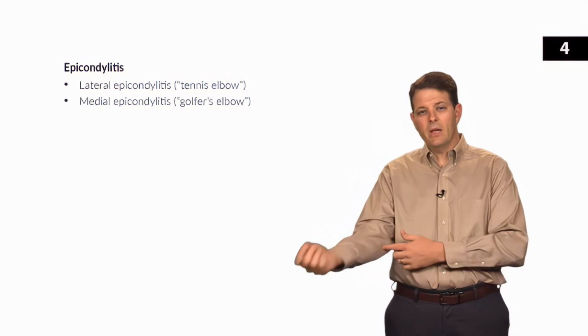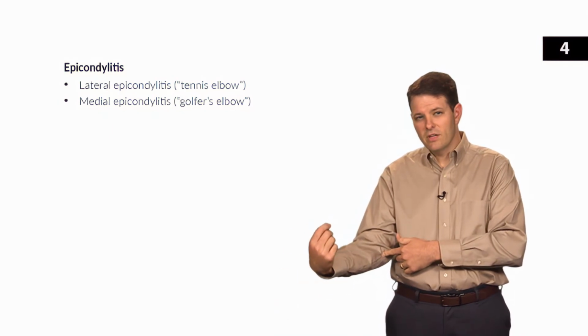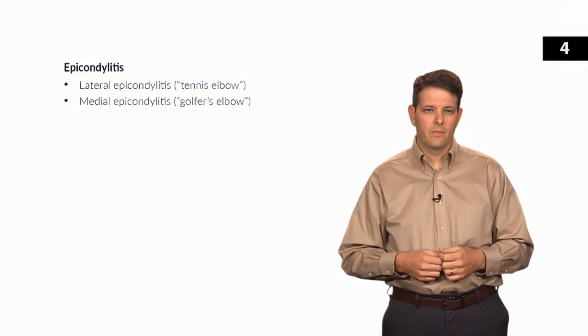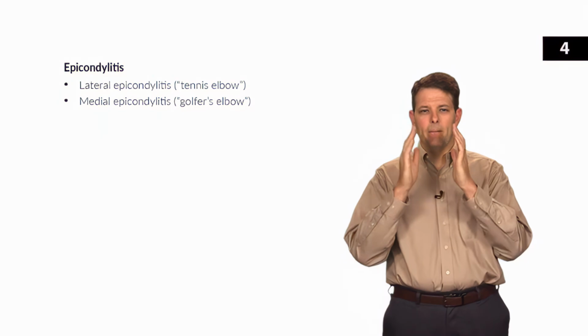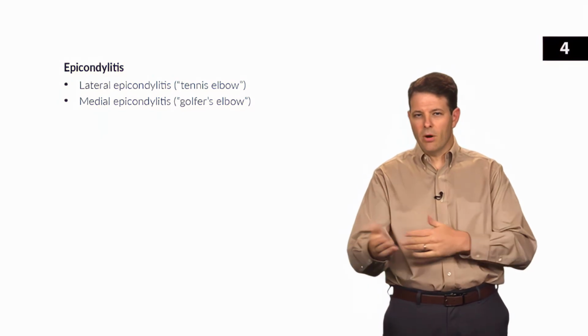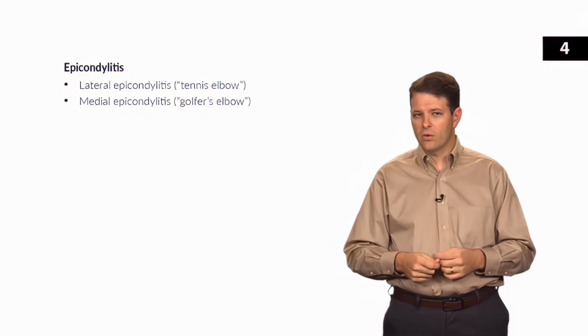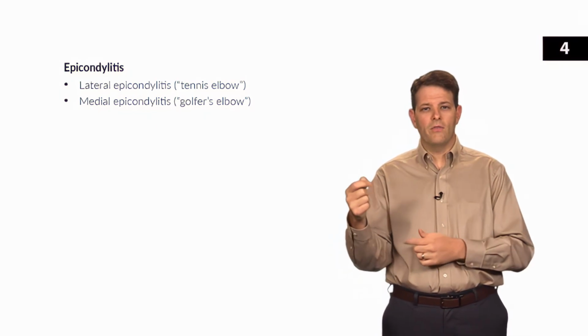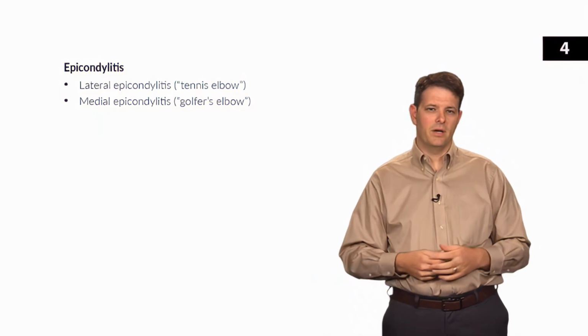And then medial epicondylitis is injury to the medial epicondyle and the wrist flexors, and that's called golfer's elbow. Now, a student sent us a pretty good mnemonic. In golf, you aim for the middle of the fairway, the medial part of the course. And in tennis, you aim for the lateral edges of the tennis court. So golfer's elbow affects the medial epicondyle, and tennis elbow affects the lateral epicondyle.